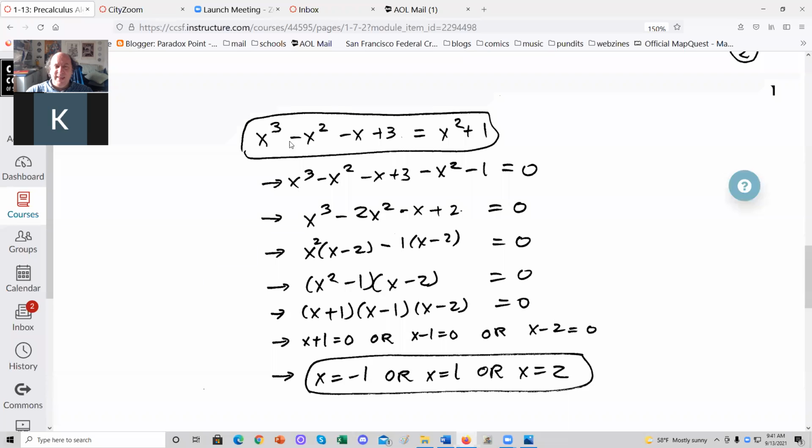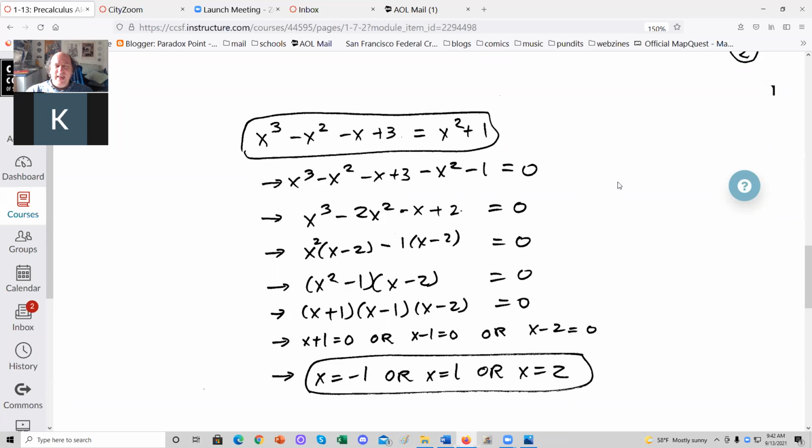This one's a mess. x cubed minus x squared minus x plus 3 equals x squared plus 1. The only thing to do first is transpose the x squared plus 1. So x cubed minus x squared minus x plus 3 minus x squared minus 1 equals 0. Then combine like terms, the x squared and x squared, the 3 and the 1. So you get x cubed minus 2x squared minus x plus 2 equals 0.